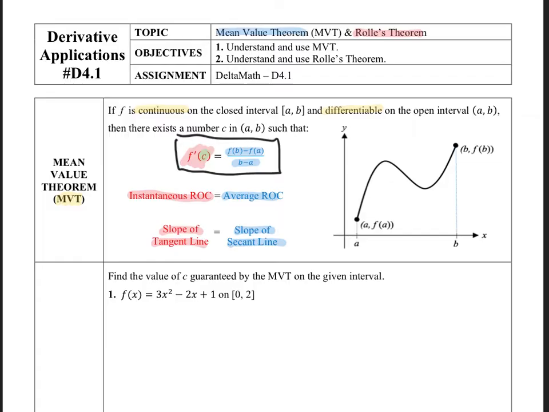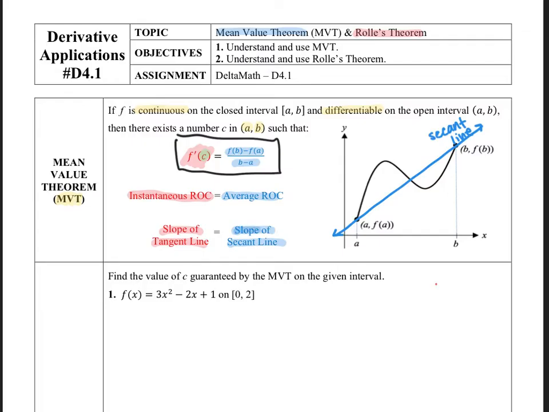I'm going to start first by drawing this secant line that's being talked about. All the secant line is, is a line drawn through the endpoints A and B. So this blue line here is my secant line. And I can find its slope by just doing f of b minus f of a over b minus a. That is just the regular slope formula, y2 minus y1 over x2 minus x1. And that would give me the slope of this line.